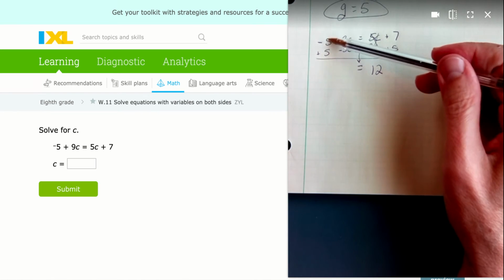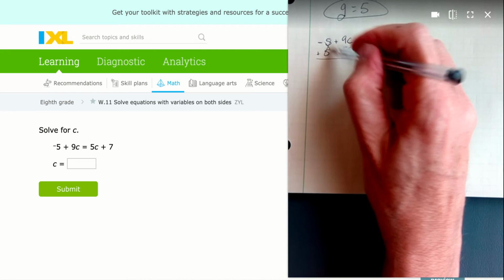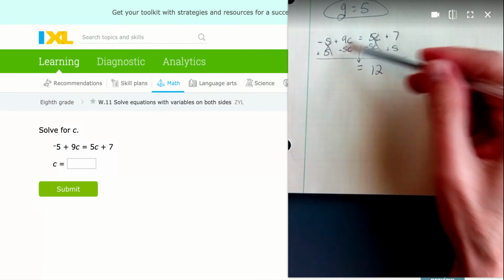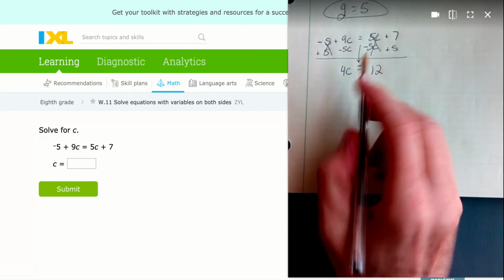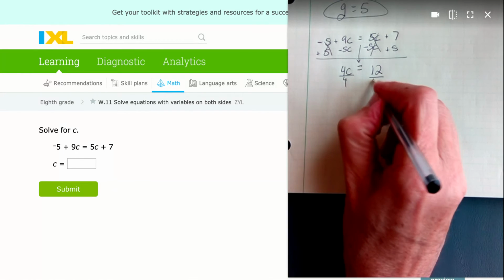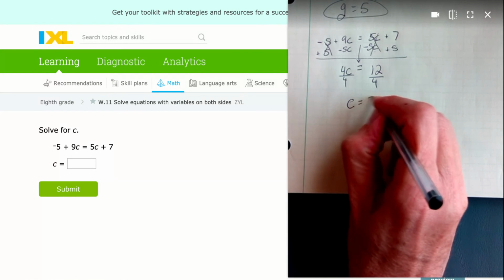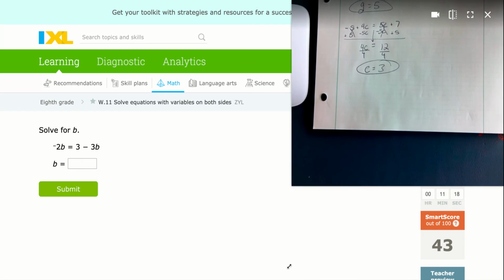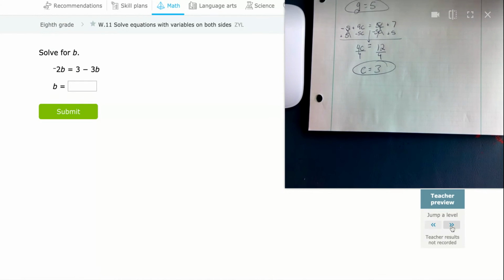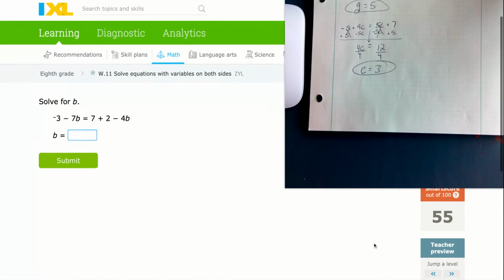The negative 5 plus 5 cancel. And then 9c minus 5c is 4c. And now I'm down to a single one-step equation. Divide both sides by 4, and I get c equals 3. Again, it's just a matter of doing the same thing to both sides of the equation and adding or subtracting, multiplying or dividing by those terms that need to be used in order to eliminate them from one side.